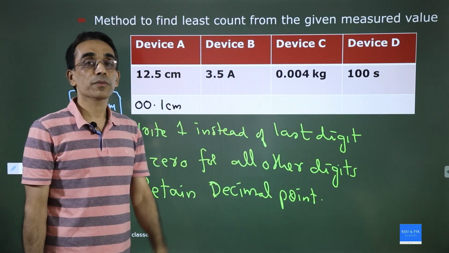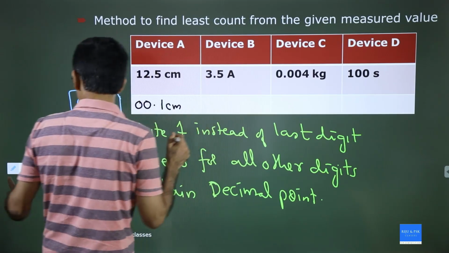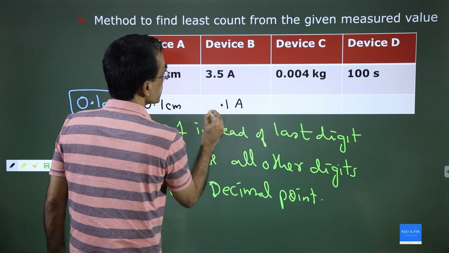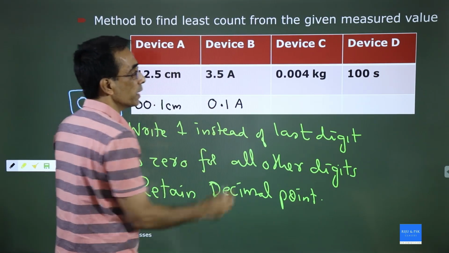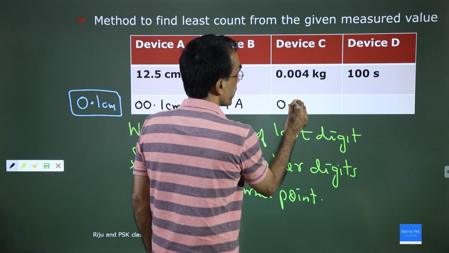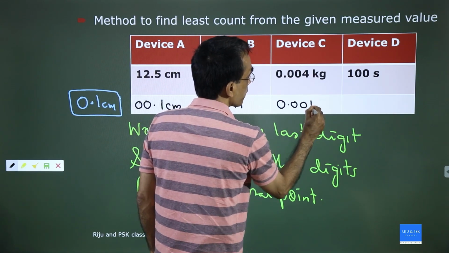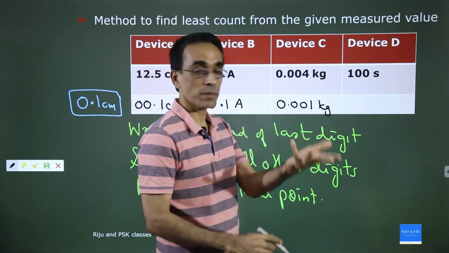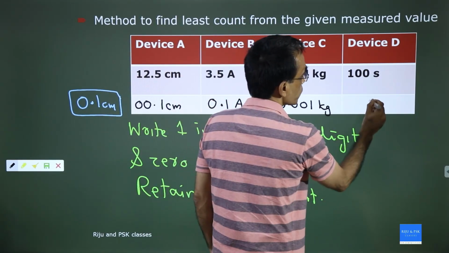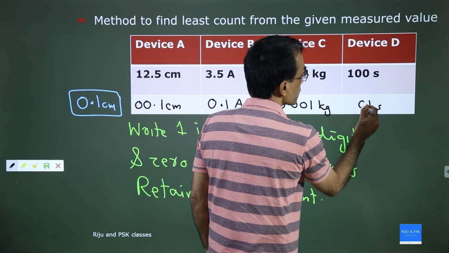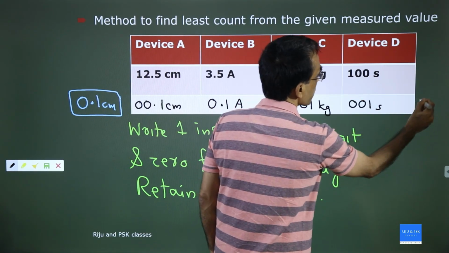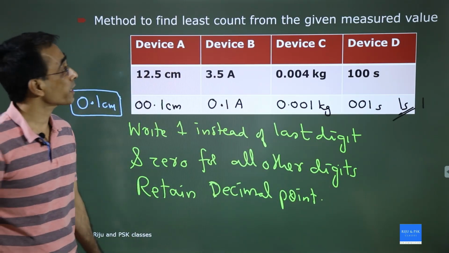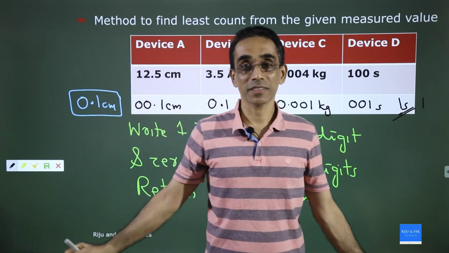What about the second value? Same thing. For the last digit, you write 1 ampere. Place the decimal point, so it is 0.1 ampere. Here, 0.004 is replaced by 1 kilogram. And here what to do? Confusion, no decimal point. Don't worry, the last digit is 0, so there you put 1 second, then there is a 0 here, then a 0 here. So this is nothing but 1 second. This is the technique of finding least count.